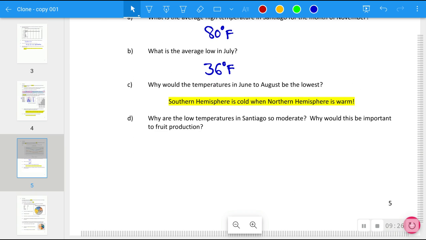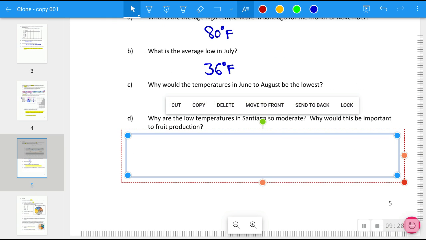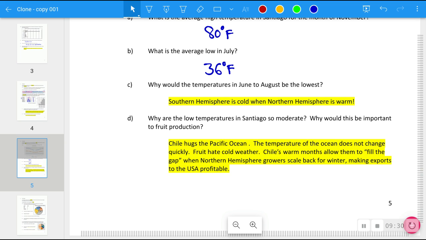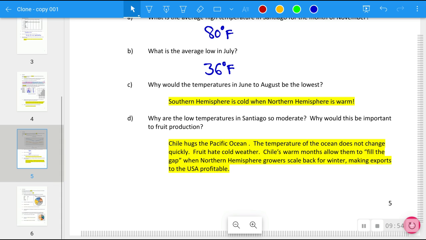And this is, wait for it, it's the ocean currents. Chile has a warm Pacific Ocean current that comes all the way down the west coast of South America, and it moderates those temperatures, makes it really good for growing fruit. A lot of fruit is imported from Chile to the United States and other places in North America during what is our winter months, December through February.